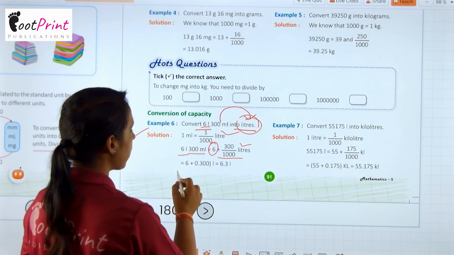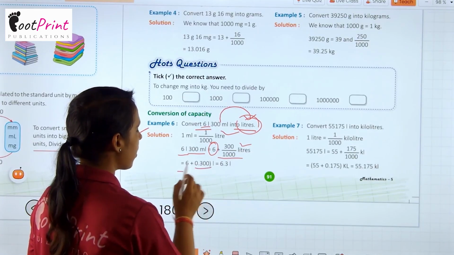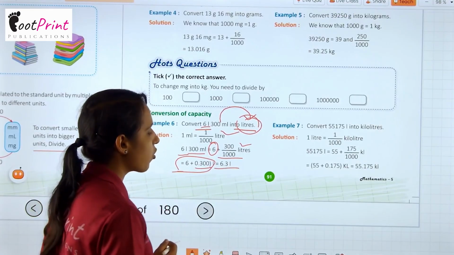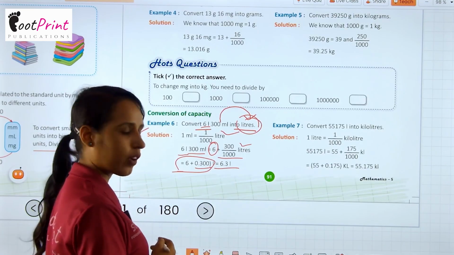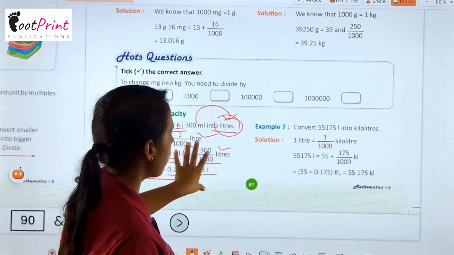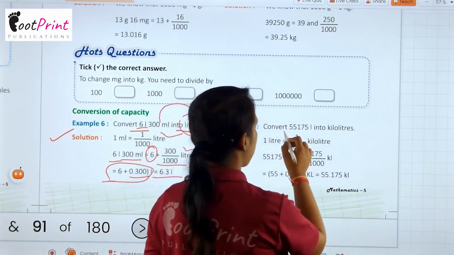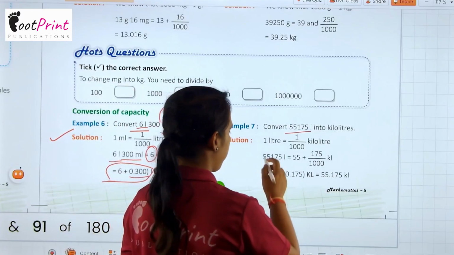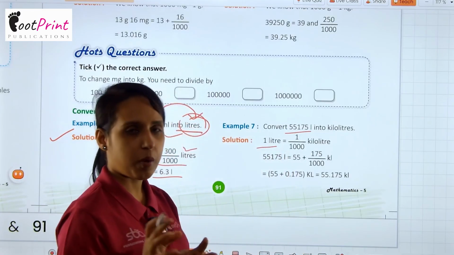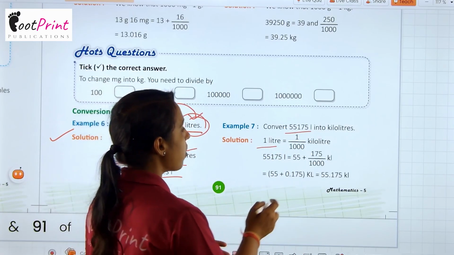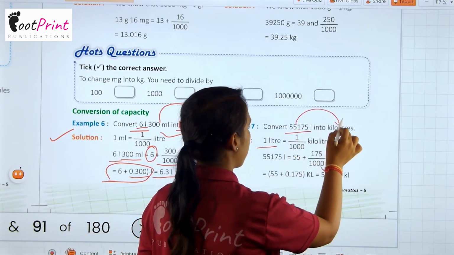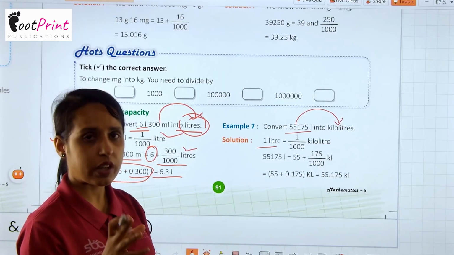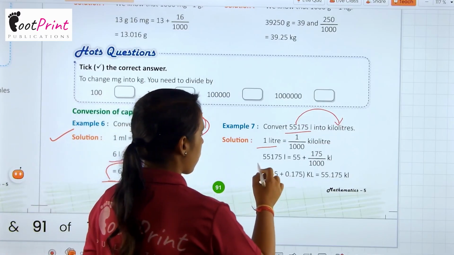So here what we get? 6 plus 0.300, and then after adding we get 6.3 liter. Okay. Now example number 7. Convert 55,175 liter into kiloliters. So 1 liter equals to 1 upon 1000 kiloliter. Why? Because we know that it is bigger unit, and when we convert smaller unit to bigger unit we will divide. Okay.